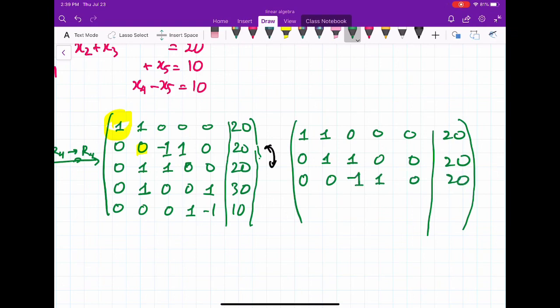So I would like to save some time. Between this guy and this guy, I want to make this guy become 0. Right? I just multiply this row by negative 1 and add to the fourth row. So I'll do that right here. I got 0. I got 0 in here. Negative 1, I got negative 1. And I have 0 in here. I got 1 in here. And I got 10 in here. And then 0, 0, 0, 1 and negative 1 and 10.